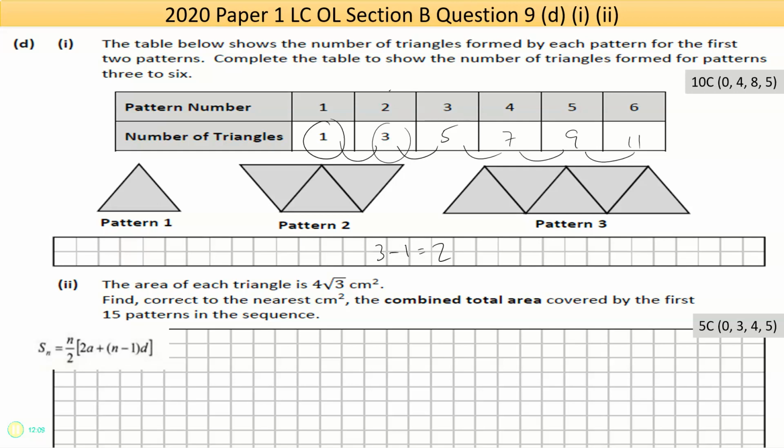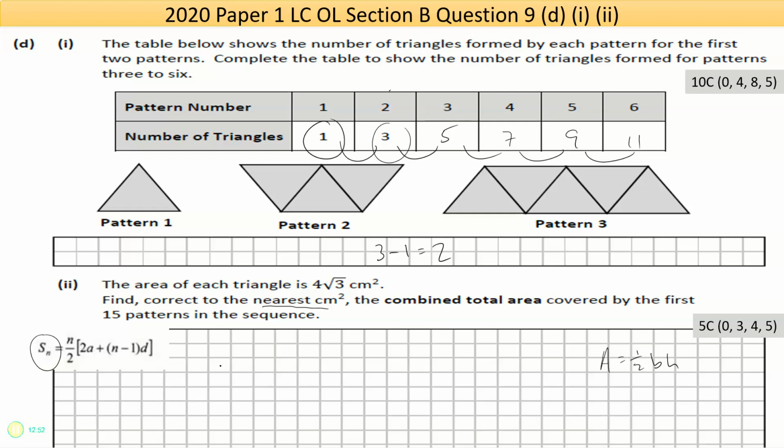Now, part 2 here says the area of each triangle is 4 times square root of 3 centimeters squared. So it's an awkward number, but it's just a number. It says find correct to the nearest centimeter squared, so that might be important, but we'll see. The combined total area covered by the first 15 patterns in the sequence. Now, look, if you know your formulas for area is equal to a half base by height, that might be useful. Okay, maybe not, but we'll see. And if I then go find the total area of the first 15 patterns in the sequence, I need to find the total number of triangles, which is the sum of.